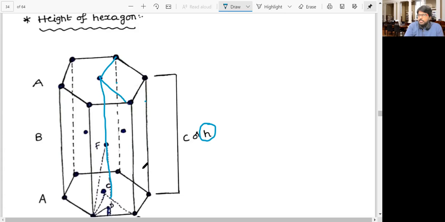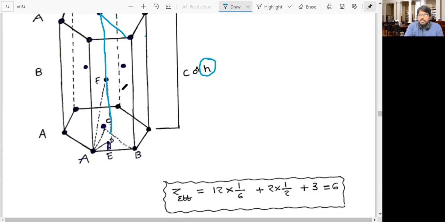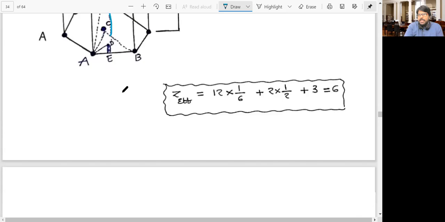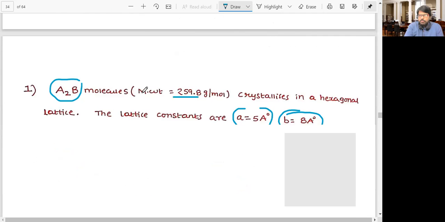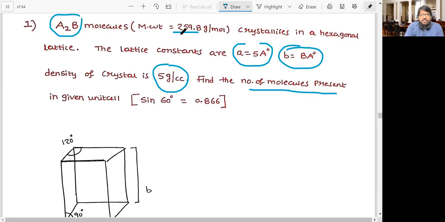You can see in that diagram also he gave only one third part. But straight away 6 into 1 by 3, 2, we can say, but we have to prove that. Density is given, molecular mass is given, A and B are also given, and we need to find Z effective.